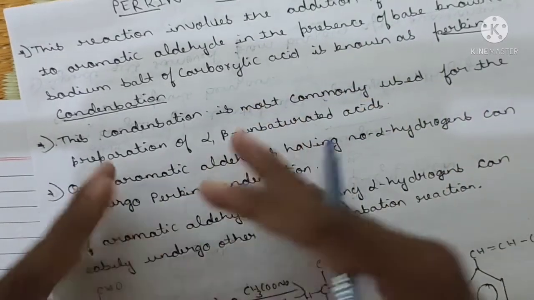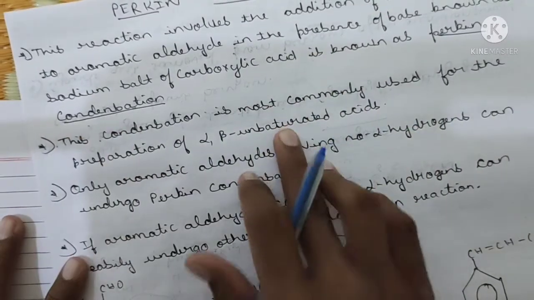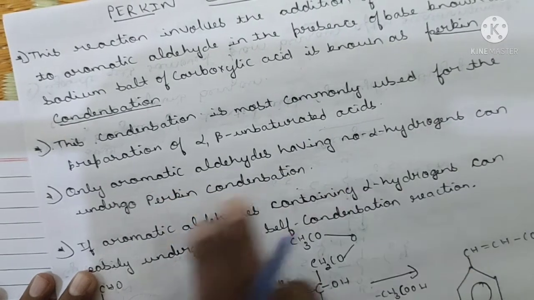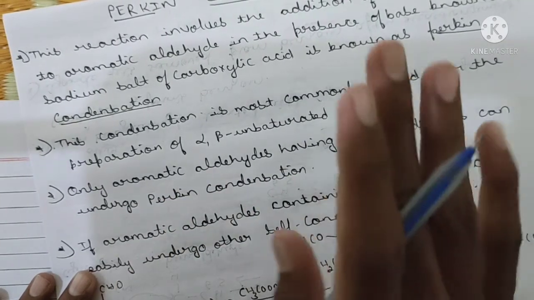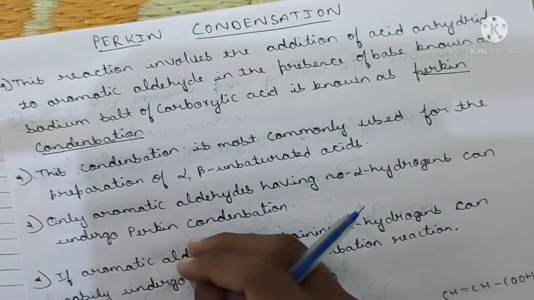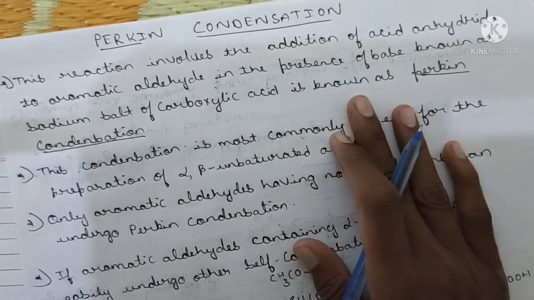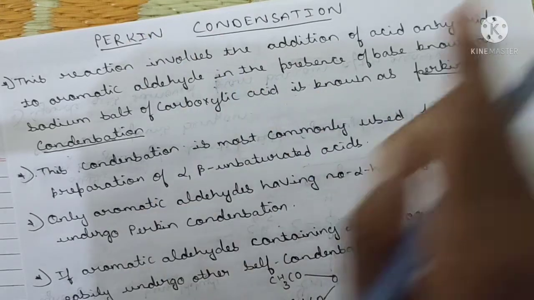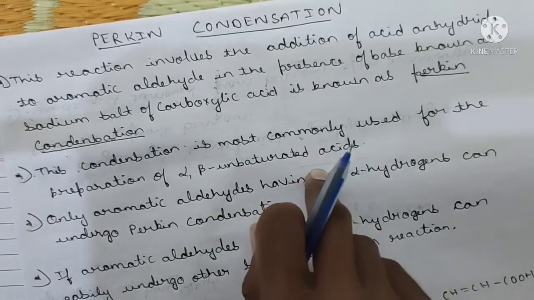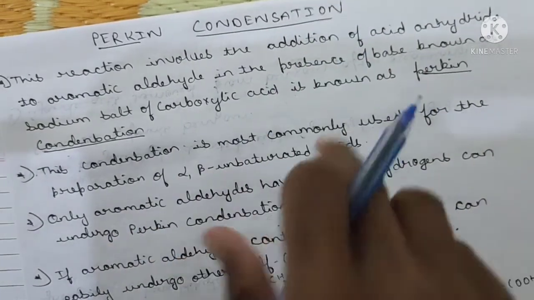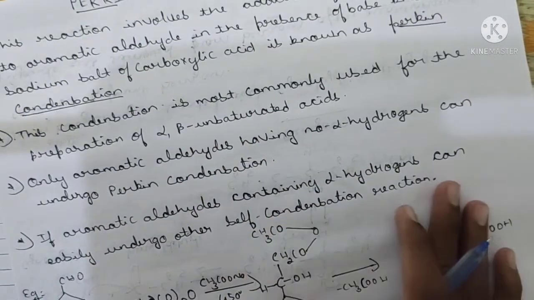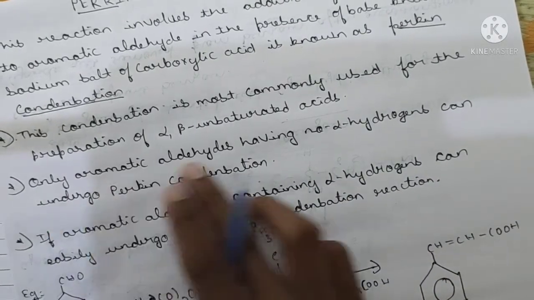The Perkin condensation is similar to the aldol condensation, but with one exception. What is that? Only aromatic aldehydes having no alpha hydrogens can undergo Perkin condensation. One point to remember: except aldol and cross aldol, every other condensation reaction is carried out in the absence of alpha hydrogen atoms. Only aldol and cross aldol are carried out in the presence of alpha hydrogens, but all the remaining condensations are carried out in the absence of alpha hydrogen. Do you understand this point?